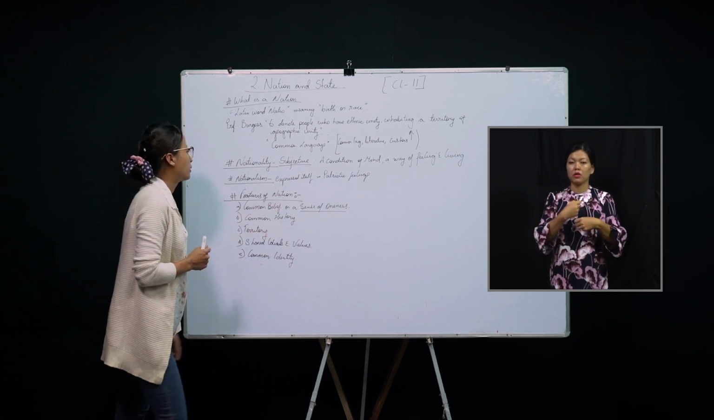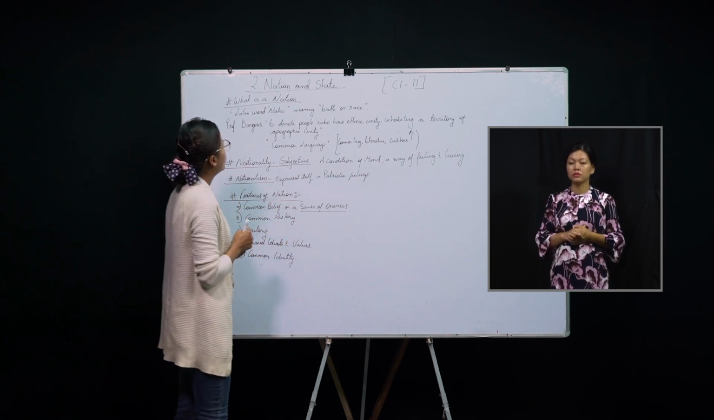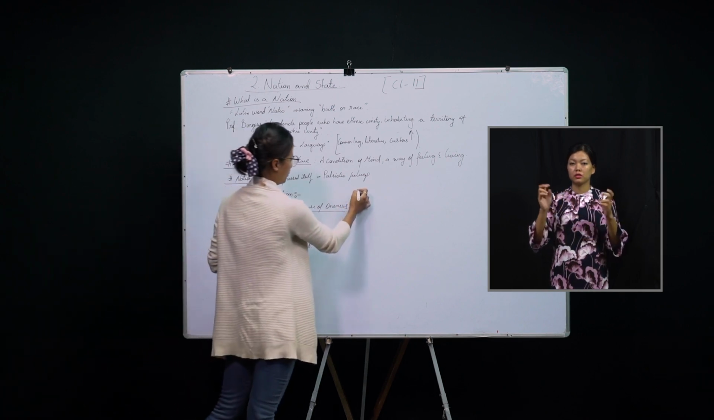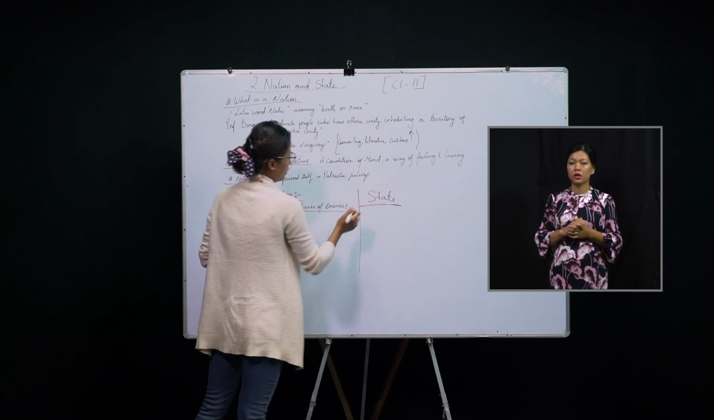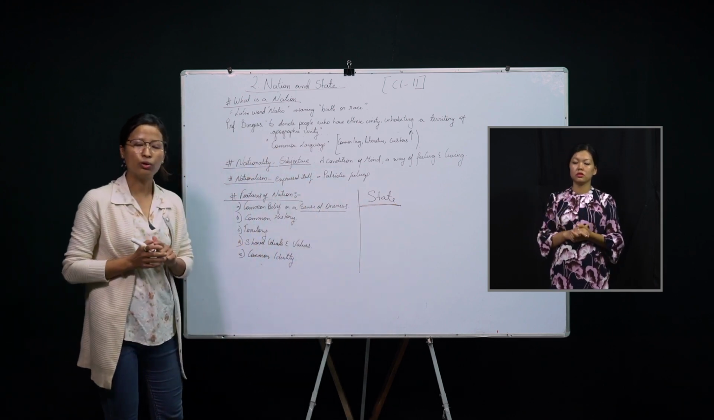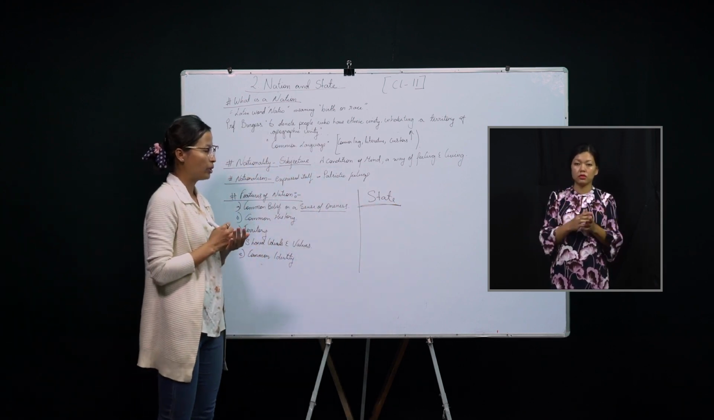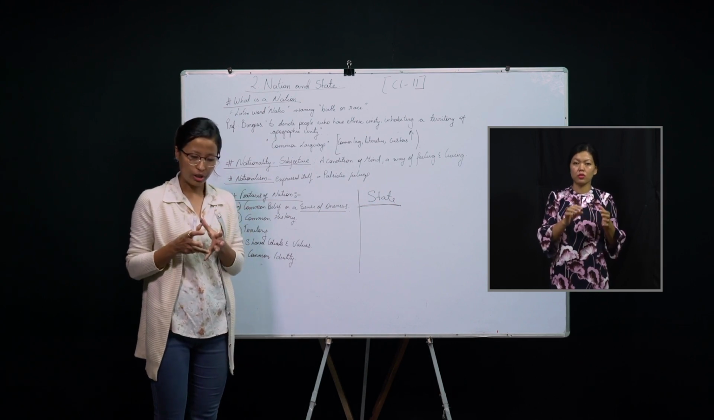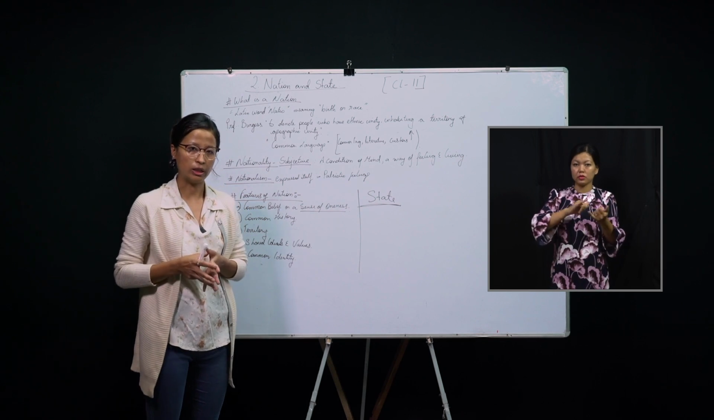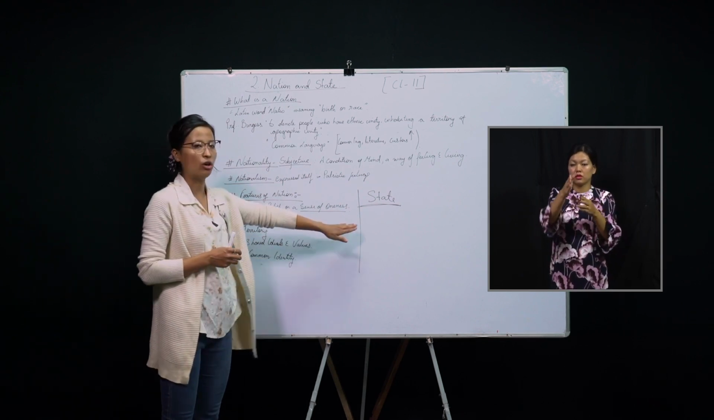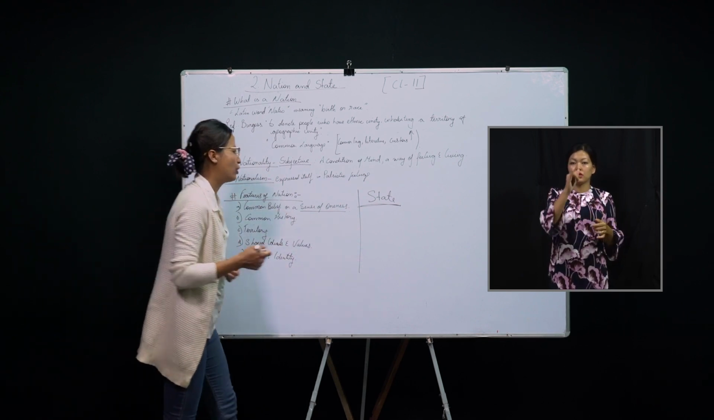The other topic will be the state. What is a state? A group or an association of people who live in a definite territory, have a government, and have sovereignty. That is the meaning of state. It has 4 elements.